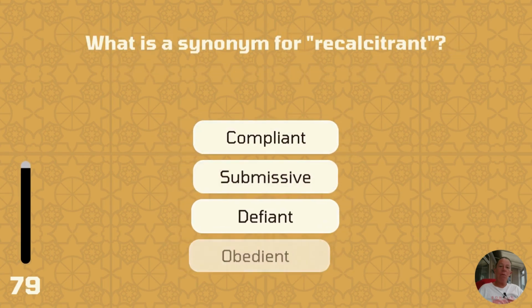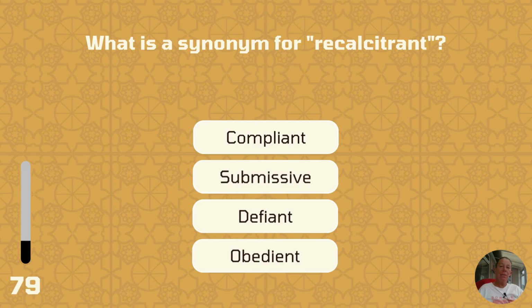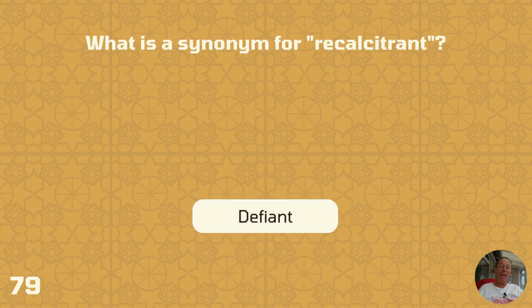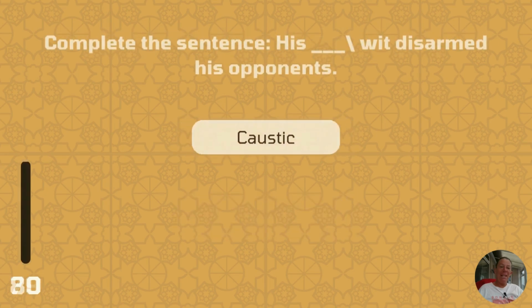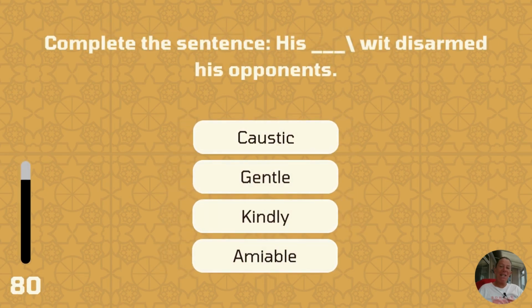What is a synonym for recalcitrant? Compliant, submissive, defiant, or obedient? Defiant. Complete the sentence. His something wit disarmed his opponents. Caustic, gentle, kindly, or amiable? Caustic.